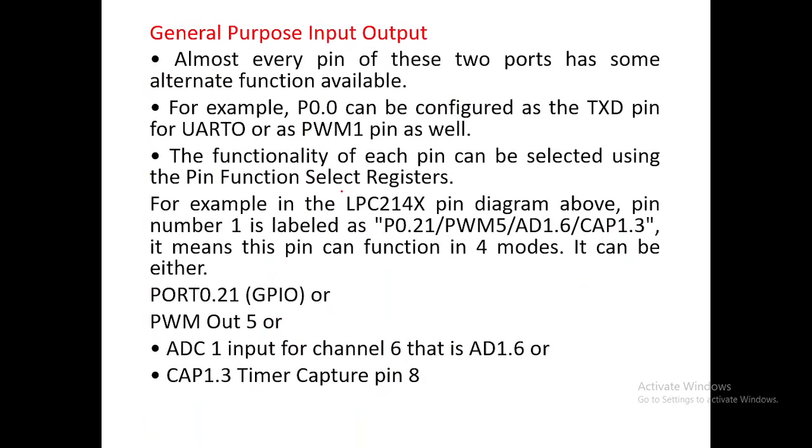Suppose here if you see pin number 1, it is assigned to port 0, pin number 21. Almost every pin in these two ports has some alternate functions. For example, pin number 0 of port 0 can be configured as the transmitter pin for UART 0 or as a PWM 1 pin as well. The functionality of a pin can be selected using the PINSEL register.